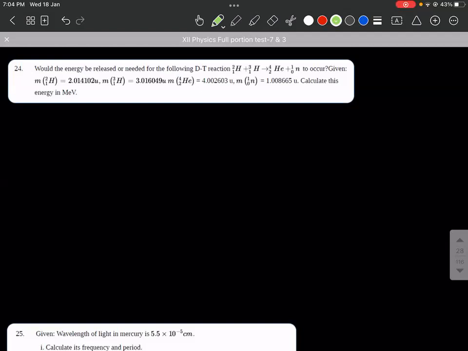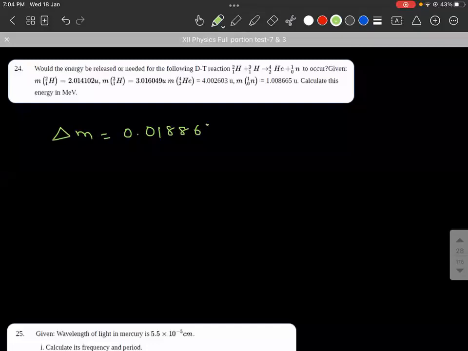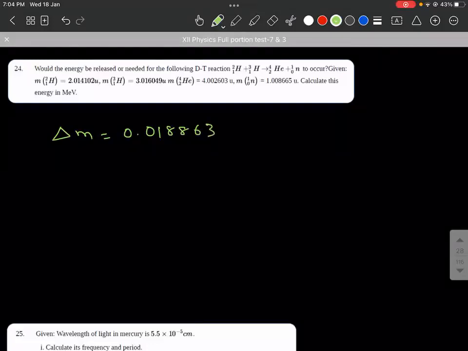What are you going to do? First, calculate the mass defect. So what is the mass defect? You check your notes and tell me. 0.18883. It is given as 0.018863. Yes, sir, I left the 0. Okay. Calculate the energy.